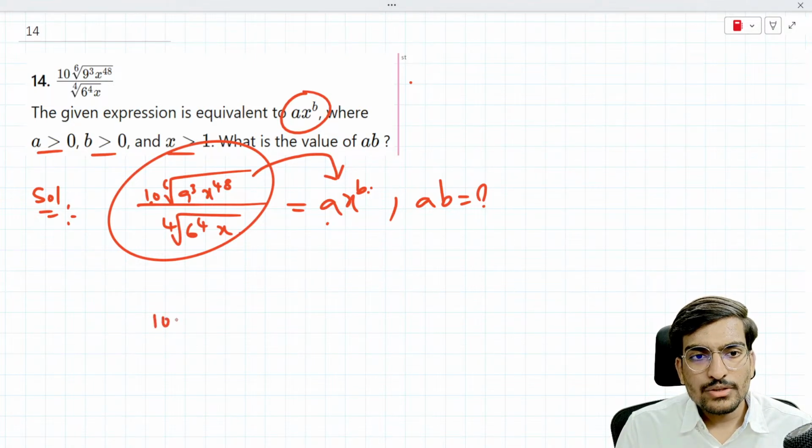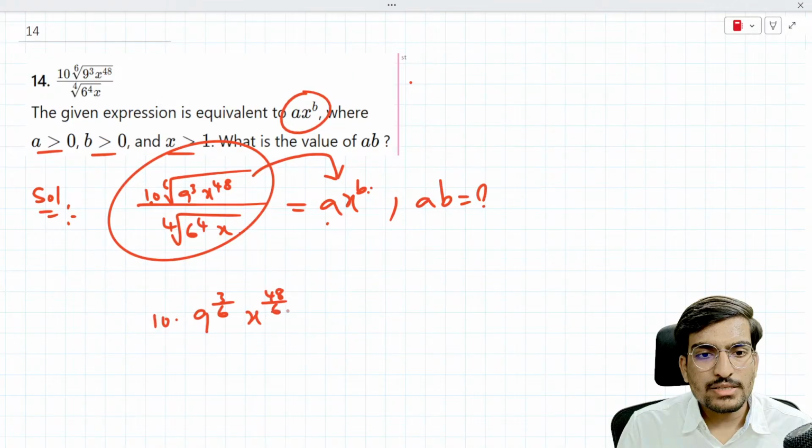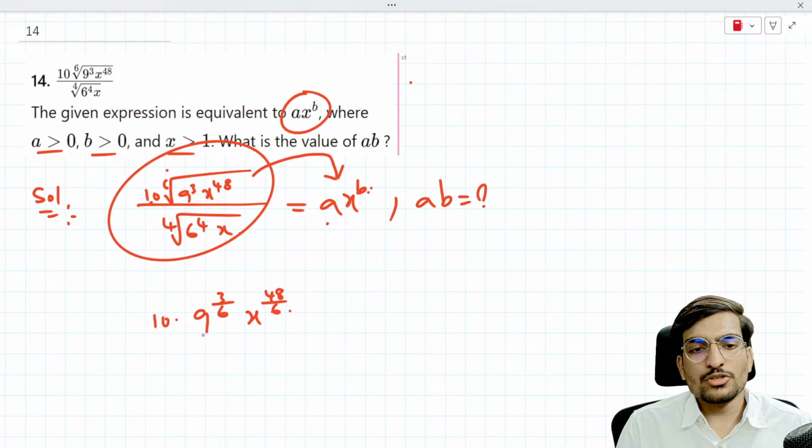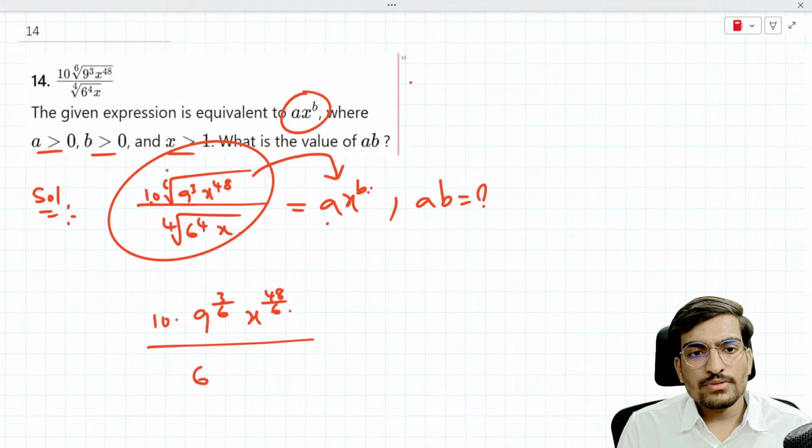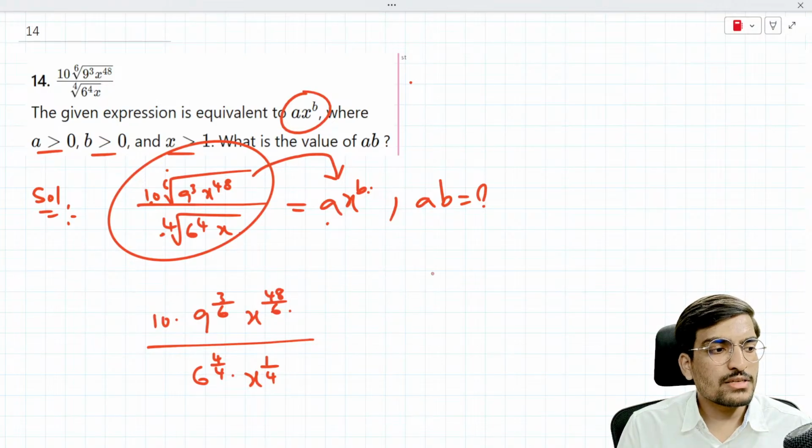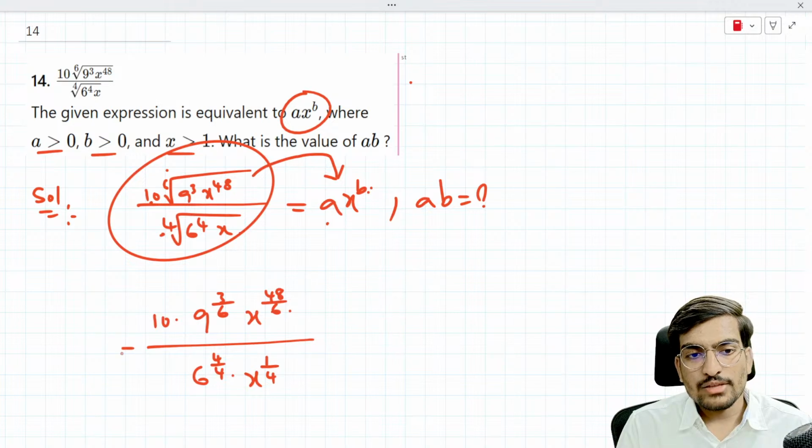So what we do, sixth root: 9 power 3 by 6 and x power 48 by 6. I just split this sixth root as an exponent, and then 6 power 4 by 4, this root becomes exponent, and x power 1 by 4. Hope you're getting it. If you're getting it, just type getting, not yes.